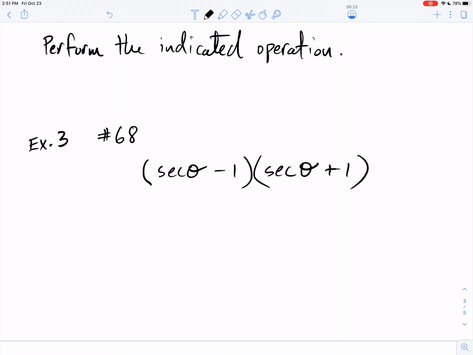Well, what's the indicated operation here? What does it look like they want me to do? They want me to multiply it. Looks like I could FOIL this thing. It does. I could multiply it.